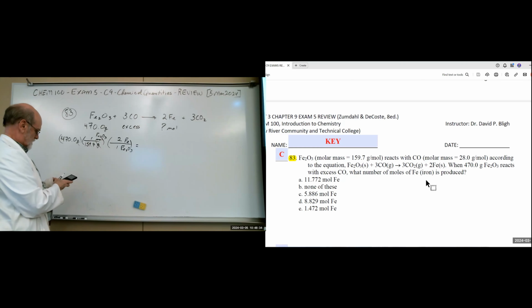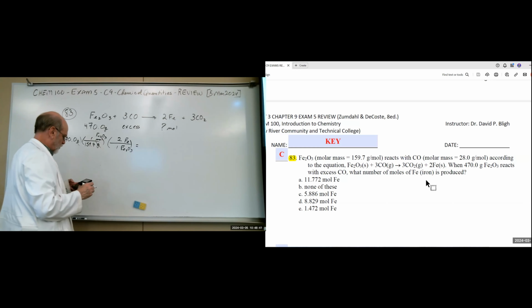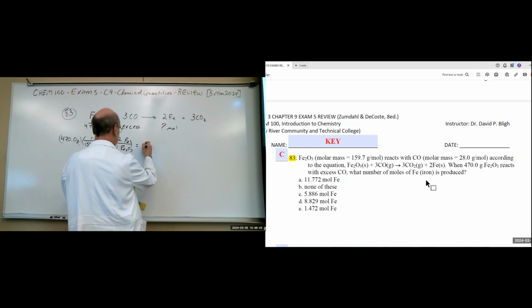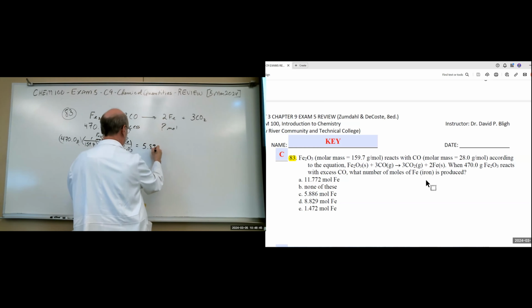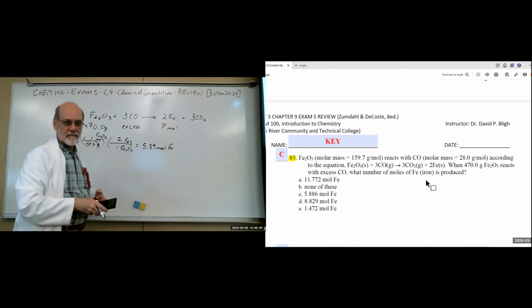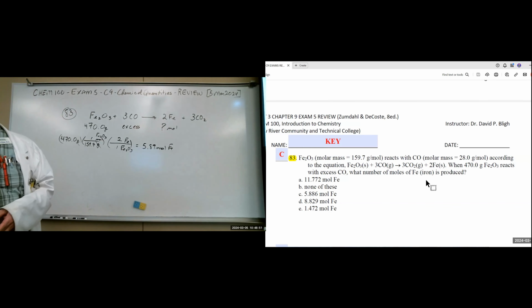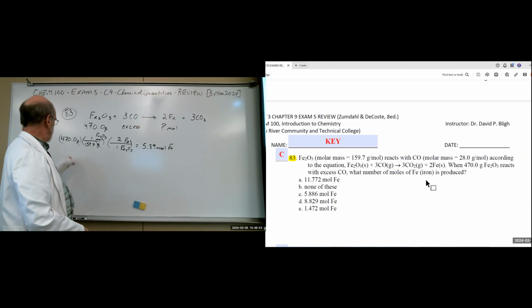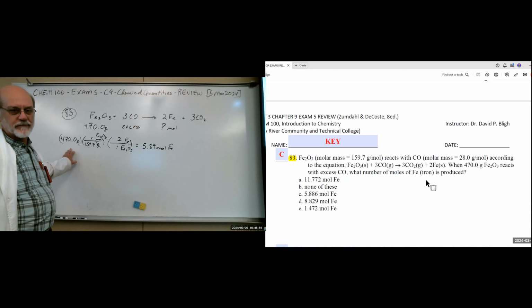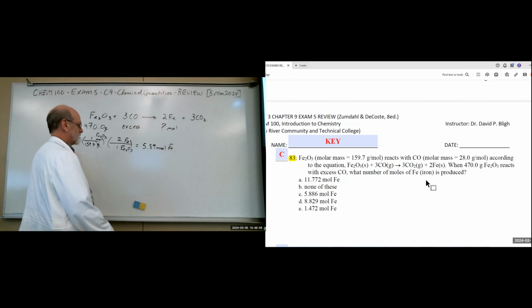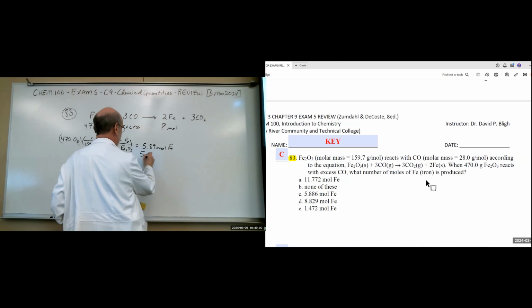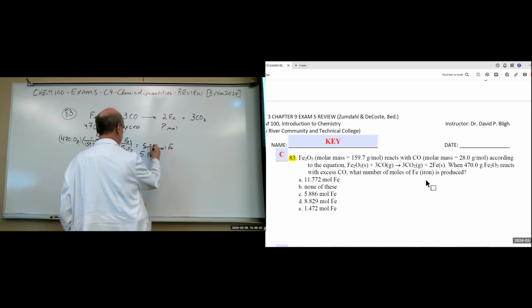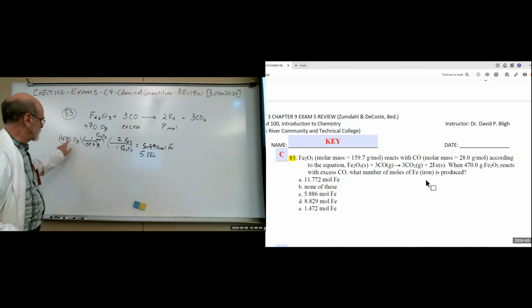470 divided by 159.7, and times 2. So that's 5.89 moles of iron. Well, they used four significant figures. That's right, 5.886. Yeah, 4 significant figures.